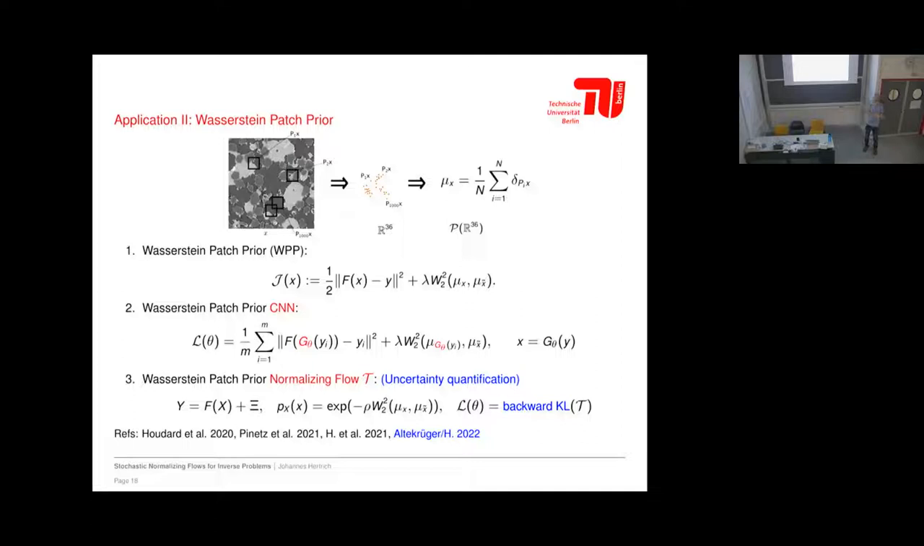And what we can do now also is to say, okay, we use this regularizer to define a prior distribution here. And then we take an inverse problem and we train a normalizing flow using our backward KL, which uses the forward operator and the prior distribution, but no data, to reconstruct several different images which are realistic under our prior distribution here.